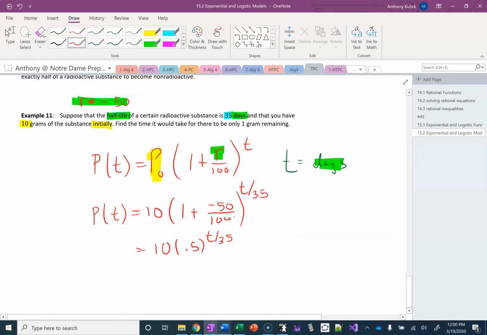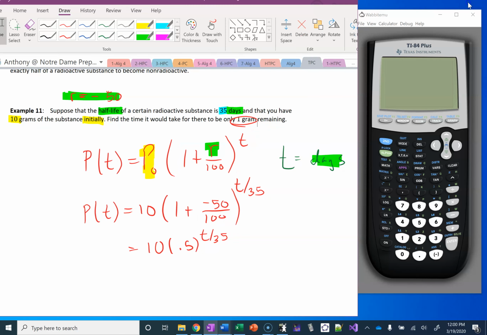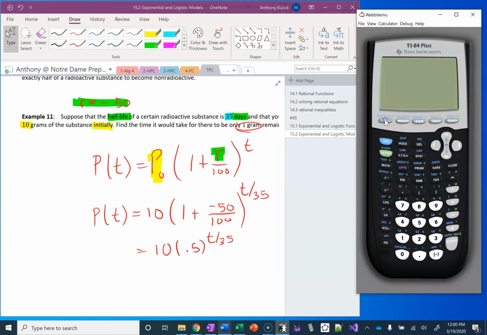And to figure out when there's only 1 gram remaining, I'm going to use my calculator. So very similar setup as to last time. So here I'm going to have 10 times 0.5 to the x divided by 35. And then this is going to be 1. Oops, 1. So change our window. Again, it's time, so we know time is going to start with 0.